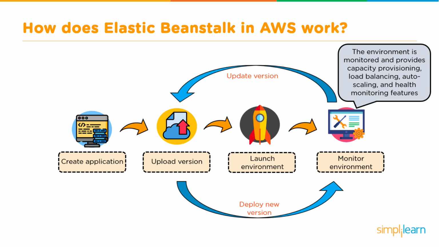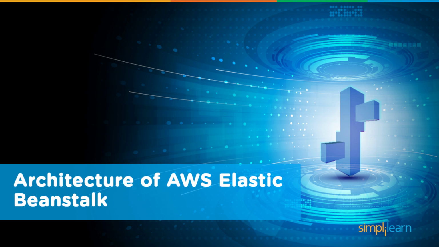Now, once it is done, then in the monitor environment, it says the environment is monitored, provided capacity provisioning, load balancing, auto scaling, and monitoring features. All those features are available there itself in the Beanstalk. Now let's understand the architecture of AWS Elastic Beanstalk.